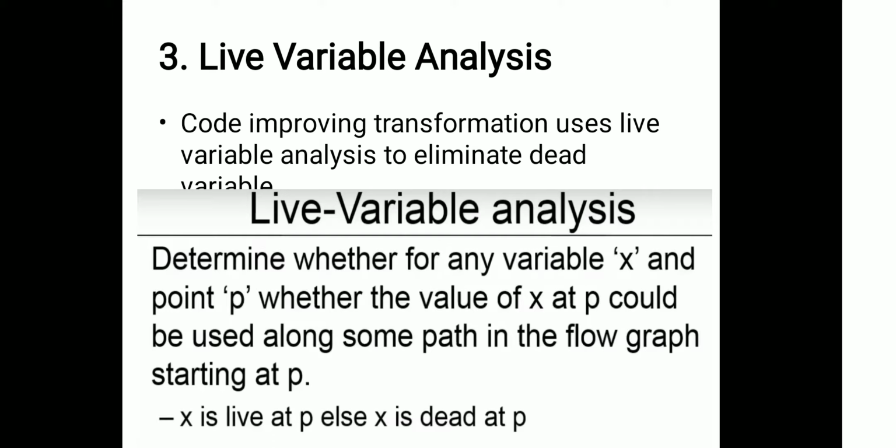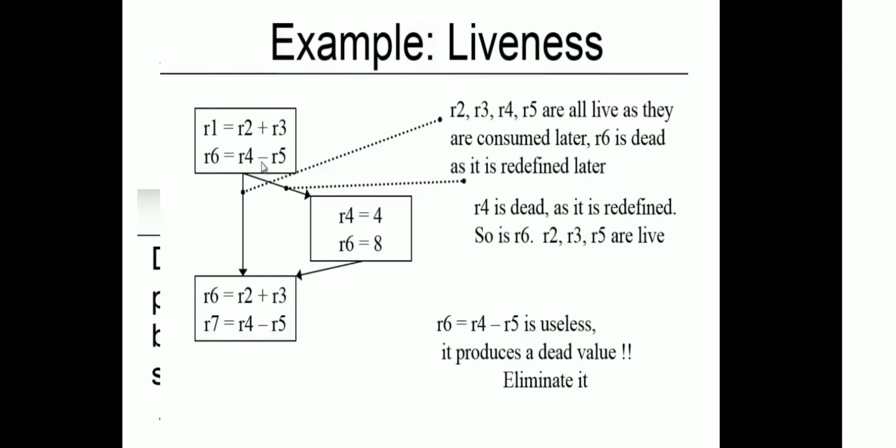Determine whether for any variable x and point P, the value of x at P could be used along the same path in a flow graph starting at P. Then x is live at P, else x is dead at P. Okay. Now here we are going to take an example about liveness. Whenever we take data flow analysis over here, to traverse a particular basic block and check its liveness, we start from the bottom to the top of the particular basic block.